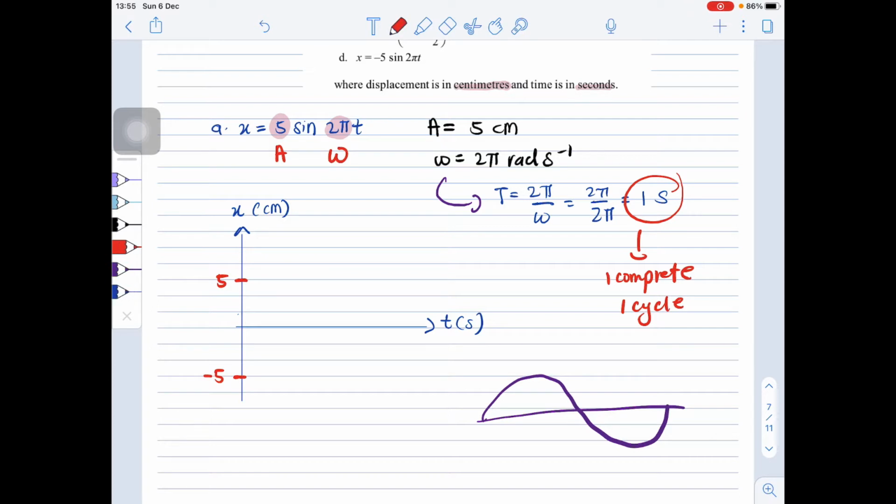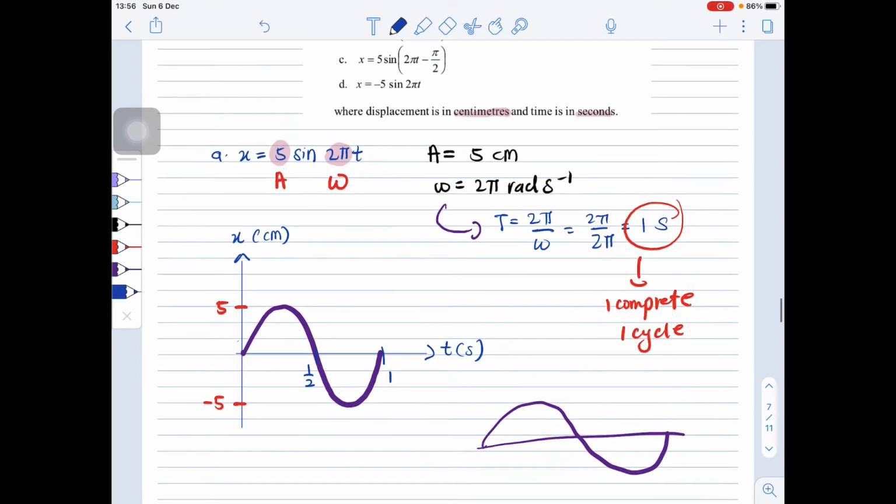Okay, so we start from here. Naik ke atas and then turun semula ke bawah and then one complete cycle. So dekat sini one complete cycle, this will be the value of t, which is 1 second. So here will be 1/2 second. Okay, so this will be the graph for question A.